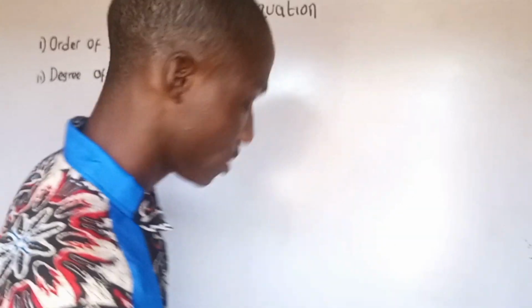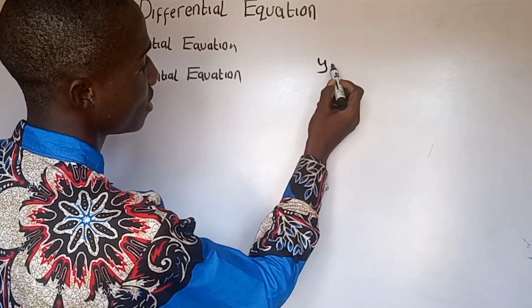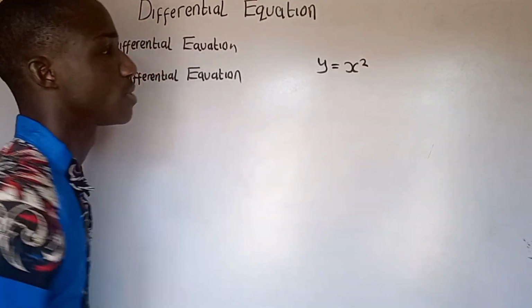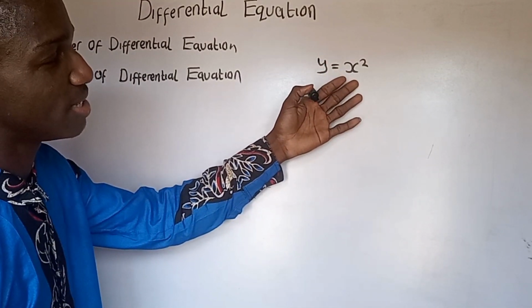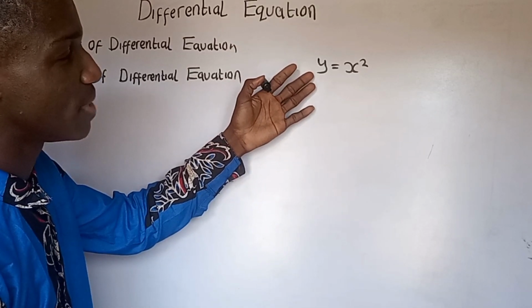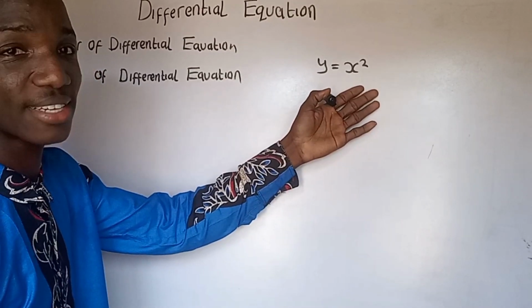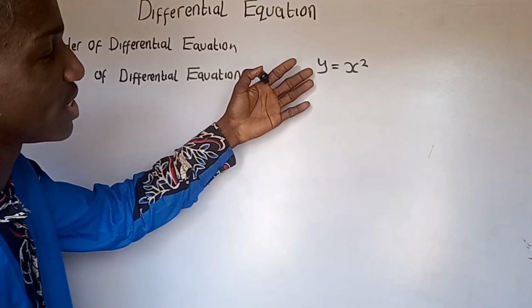For example, let us look at this equation. y equals x raised to the power of 2. In this equation, x is the independent variable, while y is the dependent variable, because any increment in x will lead to a corresponding increment in y.